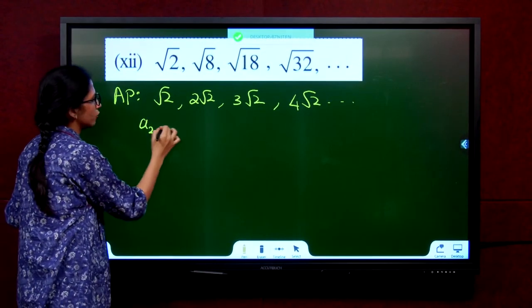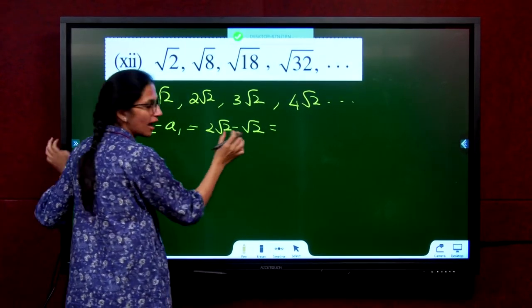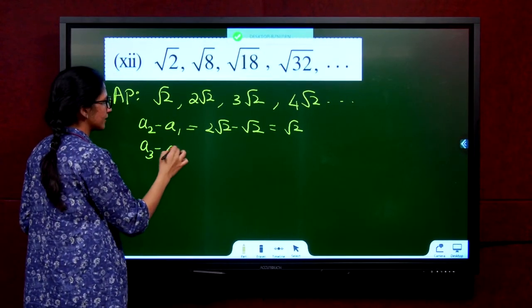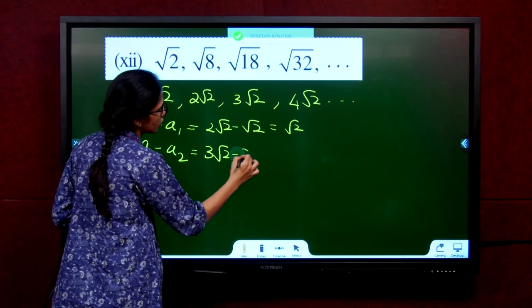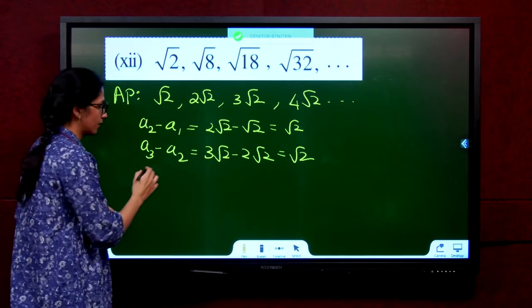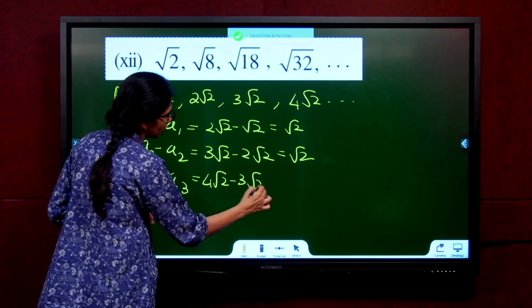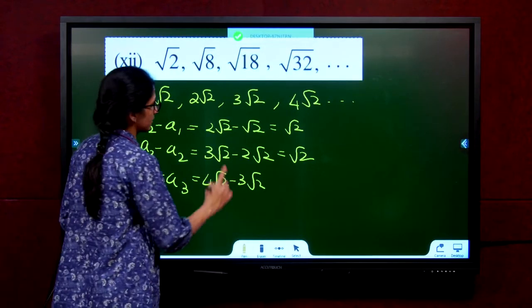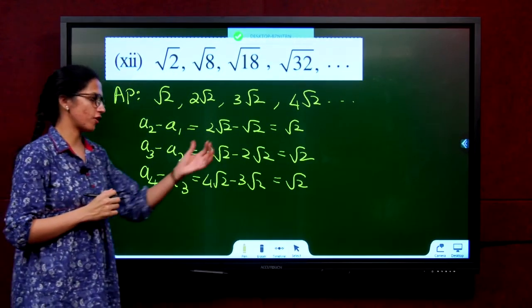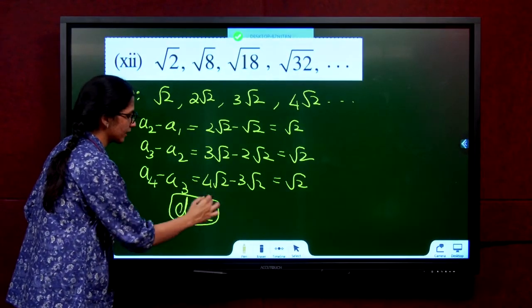Now A2 minus A1. 2 root 2 minus root 2. 2 apples minus 1 apple. 1 apple. A3 minus A2. 3 root 2 minus 2 root 2. 3 apples minus 2 apples. 1 apple. A4 minus A3. 4 root 2 minus 3 root 2. 4 apples minus 3 apples. 1 apple. Root 2, root 2, root 2, the same difference is found in all the cases. Therefore, the common difference is root 2 and the given sequence is an AP.